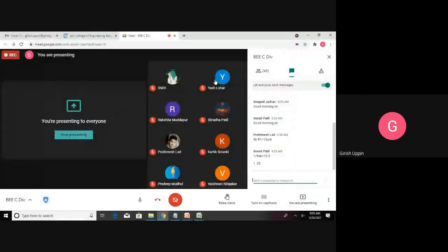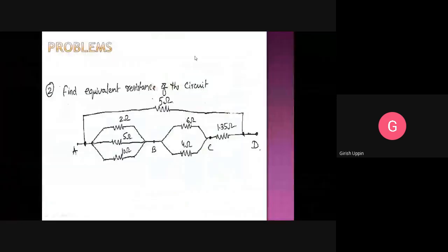Okay. Anybody else got the answer? So I will repeat. First you have to solve this parallel combination. Next, this parallel combination. Then the 1, 2, 3 resistors in parallel are in series, so the equivalent resistance is the sum of the resistance values. Then that equivalent resistance is in parallel with this resistor.